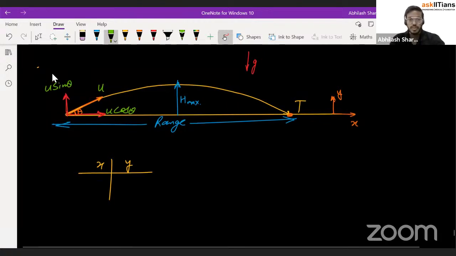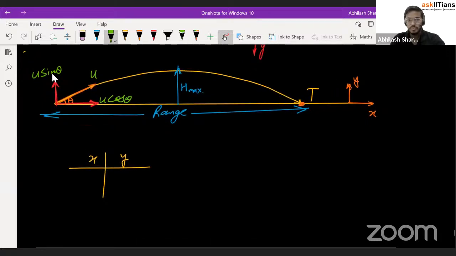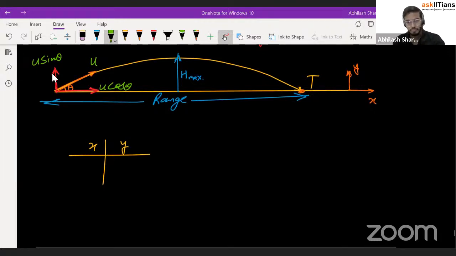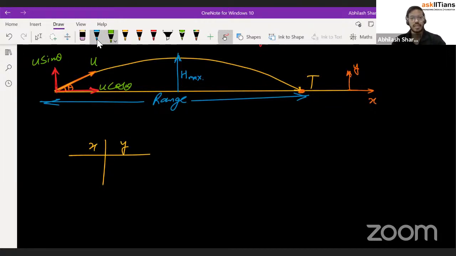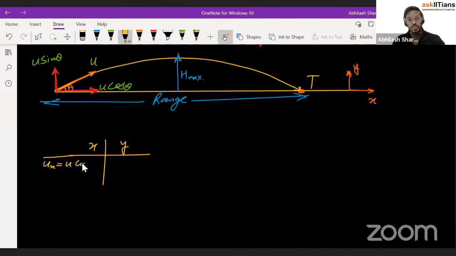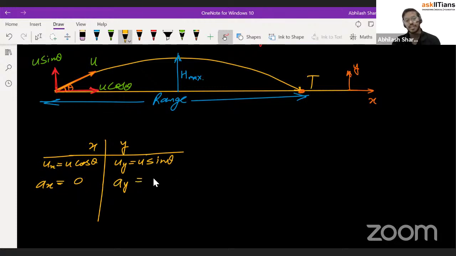I know this could be a little troubling for the people who are learning for the first time. Don't worry, once you know how it is done, it'll be easy for you. So now let's write what is the initial speed along x. It's u cos theta. What is the initial speed along y? That's u sin theta. U cos theta, u sin theta. What is the acceleration along x? Nothing again. Gravity has no effect in the horizontal. In the vertical, yes, it does have g.